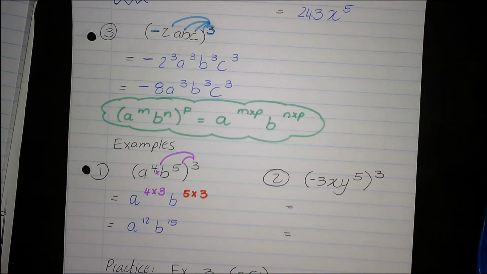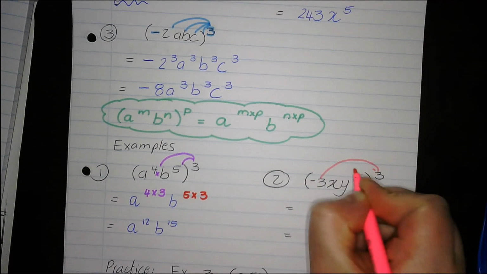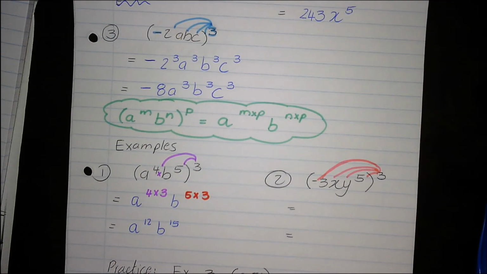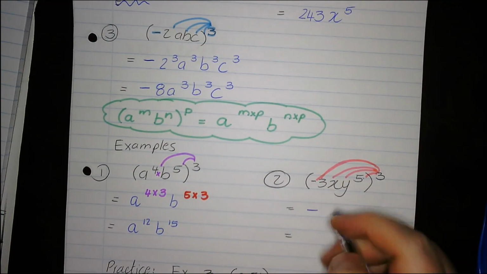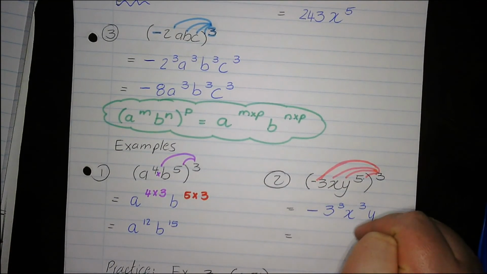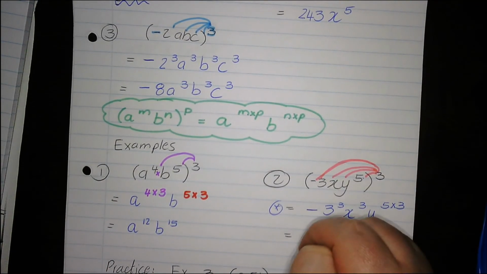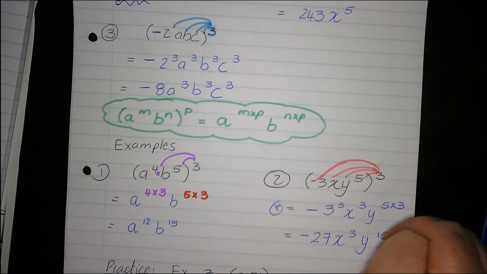Okay? And lastly, over here, we're going to give it there to the negative, to the 3, to the x, and to the y to the power 5. Remember the y is glued to the 5. Negative to an odd power is negative. Then we have 3 to the power 3, x to the power 3, y to the power 5 times 3. And of course you can skip this step. You don't need it. That's negative 27 x cubed y to the power 15.